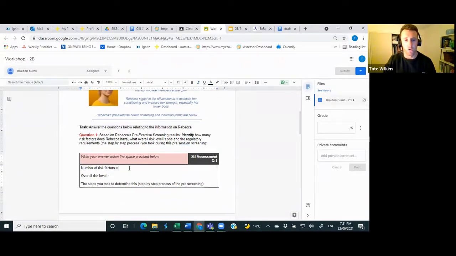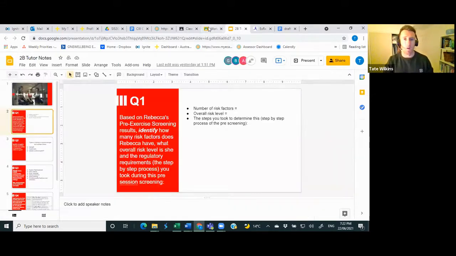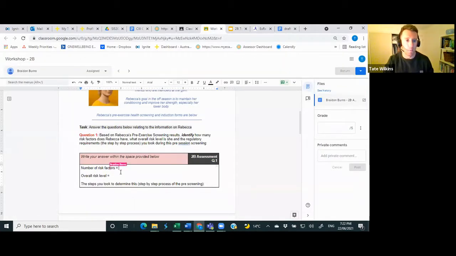So we're going to assume that in stage 1, she definitely wouldn't answer yes. And even in stage 2, question 4, which looks at how much exercise she does per week, she's going to have plenty for that. So for risk factors, you want to write in 0. So 0 risk factors. For the overall risk level, that's obviously going to be a low risk client.